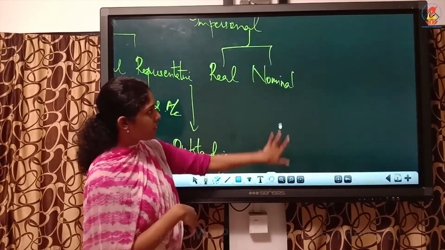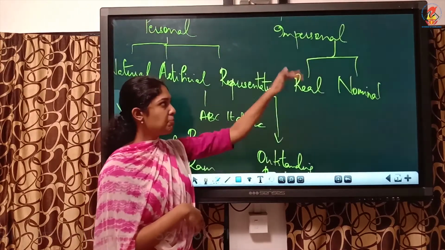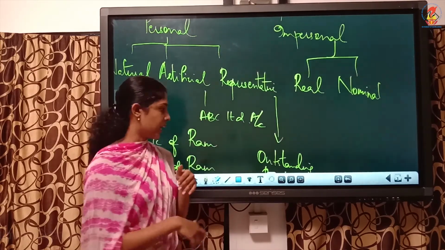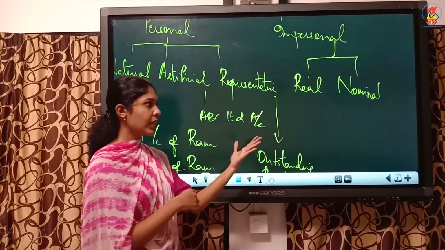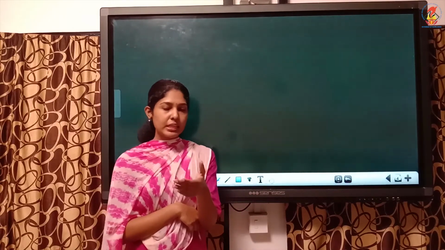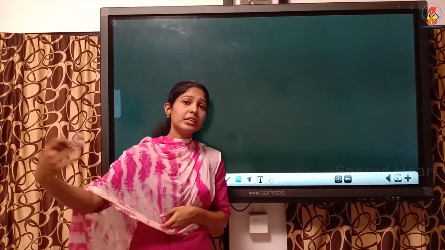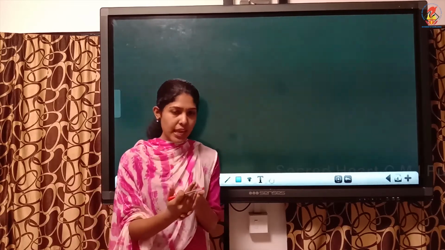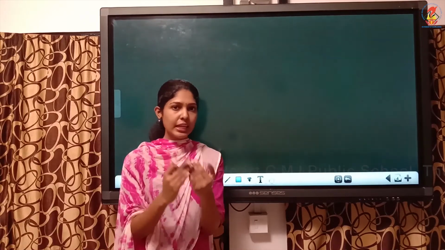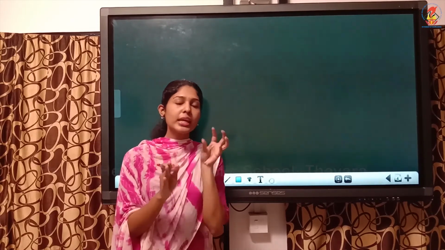Then next what we wrote here is, the next classification is impersonal accounts. Impersonal accounts we have divided into 2: real accounts and nominal accounts. So now we will discuss what is real account, what is nominal account. I will write on the next page. Okay, real accounts means accounts which is related to assets, that includes tangible and intangible assets, excluding one item, that is debtor. So you write accounts related to tangible or intangible assets but excluding debtors.